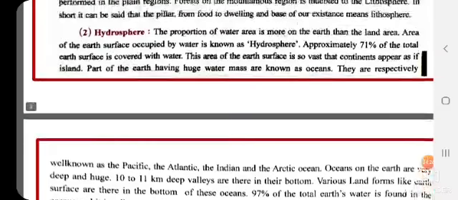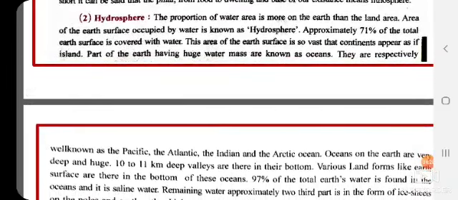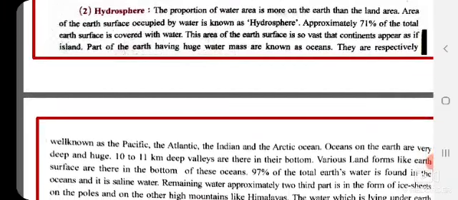Okay, so that was all about the lithosphere. Now we will go for the next topic, that is hydrosphere. Now what do you mean by hydrosphere? Hydrosphere means it is related with water.